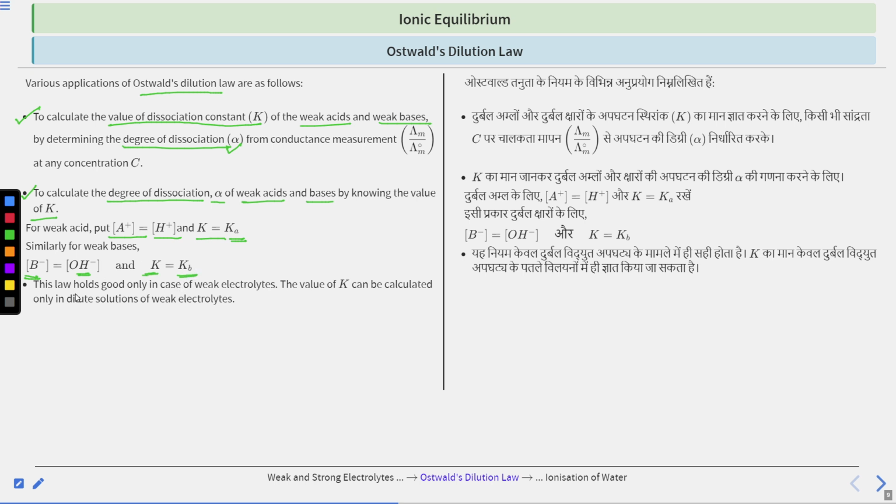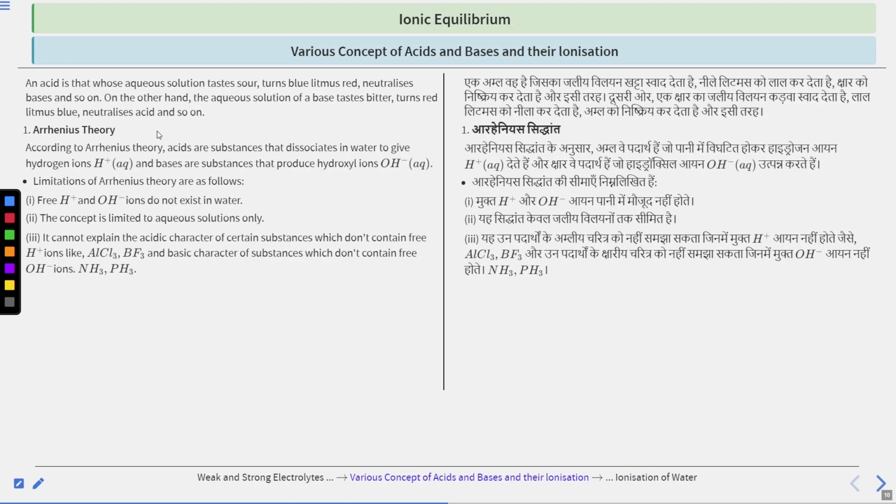This law holds good only in case of weak electrolytes. As I said, this is also mentioned in the previous slide as a note, that this law is only applicable for the weak electrolytes. The value of K can be calculated only in dilute solutions of weak electrolytes. Okay. So now let's see the various concepts of acids and bases and their ionization.